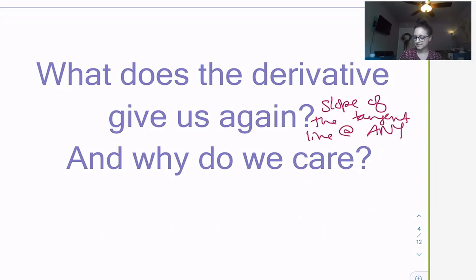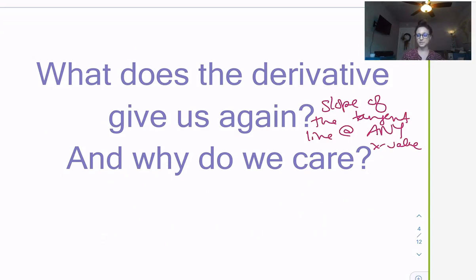at any x value, okay? So if I have f of x and I can get f prime, the derivative, then I can plug in any x value to f prime and it'll automatically tell me what the slope is of that x value. Why do we care so much about slope?